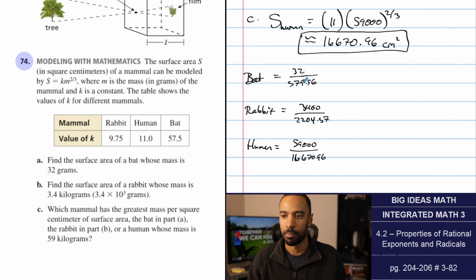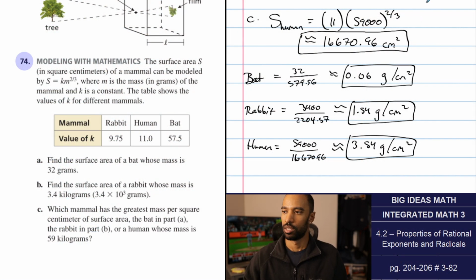Not the bat. The bat has less than 1. These have more than 1. It looks like it's still going to be the human when all is said and done, by quite a bit. So 32 over 579.56 for the bat is way less than 1. 3,400 divided by 2204.57 for the rabbit is a little more than 1. The human is going to be more than 3: 59,000 divided by 16,670.96.